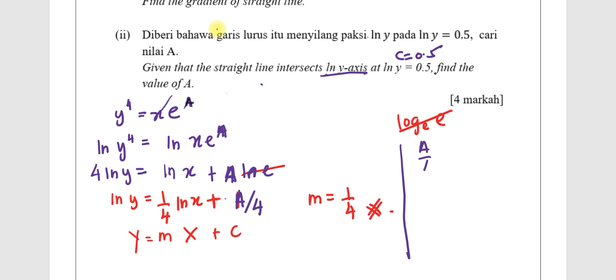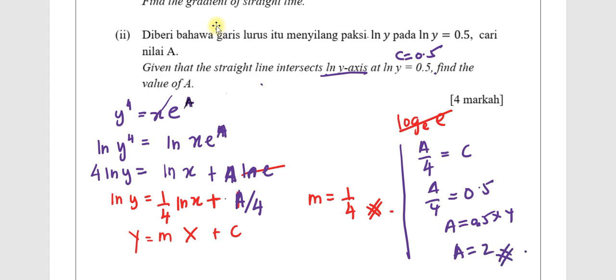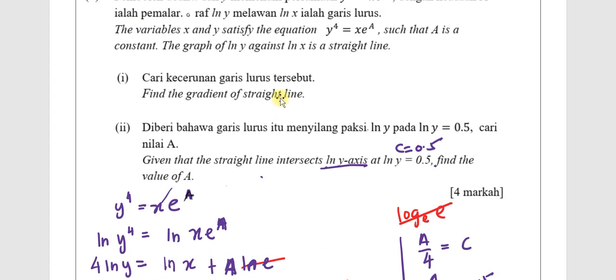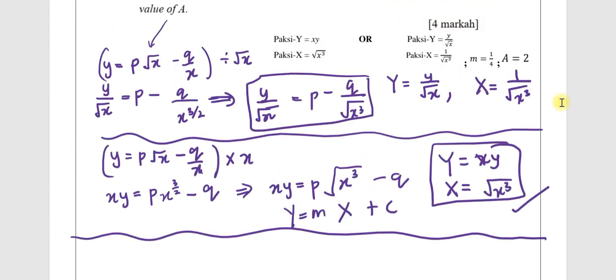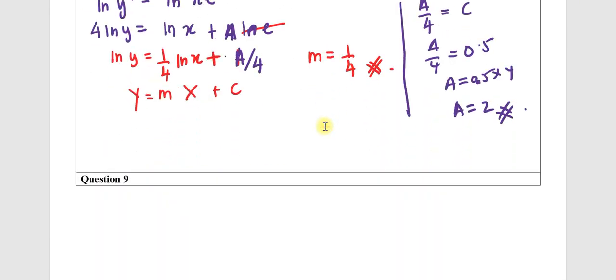Okay, kita tahu A over 4 is actually equal to C. A over 4 is equals to 0.5. So A should be 0.5 multiplied by 4. A is equals to 2. Okay, so done the question. A equals to 2. Right. Question 9.